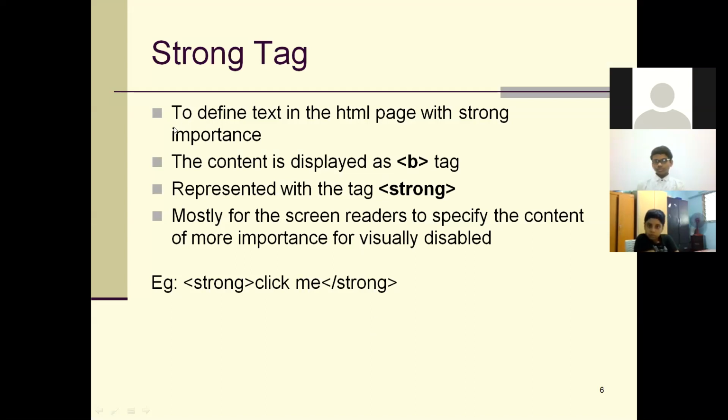Okay. To define a text in the HTML page with strong importance. So it's like, if you want to show some importance to the bolded text, then you'll use the strong tag. And the content is displayed as bold. So we already learned the bold tag, right? So there's not much difference between strong and bold. The only thing is that the screen reader will make the difference. So it will read differently.